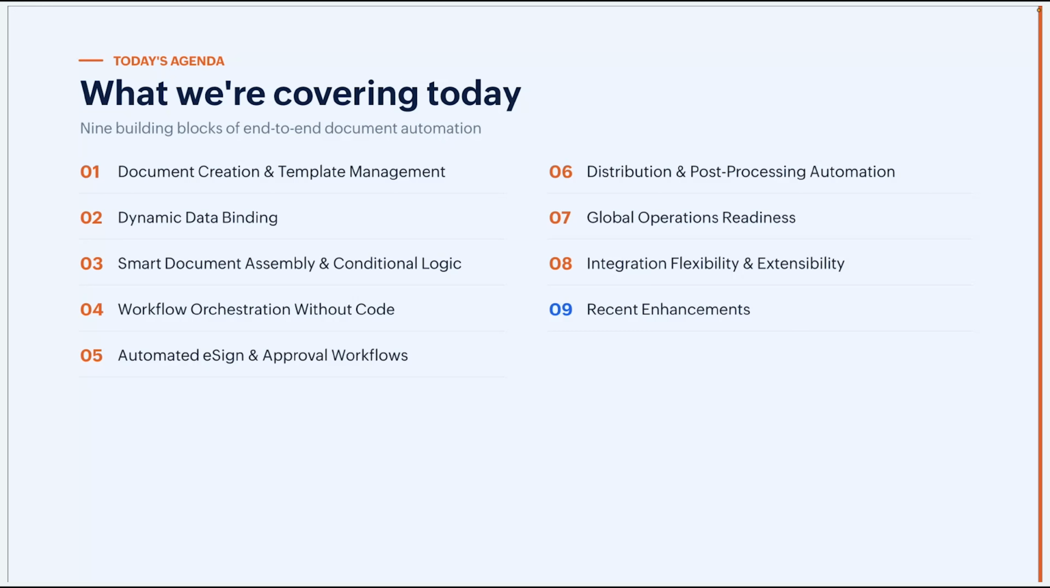signatures. Then comes distribution and post-processing automation, where you can decide what happens after a document is generated, like exporting, protecting, combining, storing, and distributing the documents easily. We'll then touch on global operation readiness, where you can make your documents adapt to local currencies, date formats, and languages. Then integration flexibility and extensibility, where we connect all this to your existing stack. And finally, a few recent enhancements that makes the document automation even smarter.